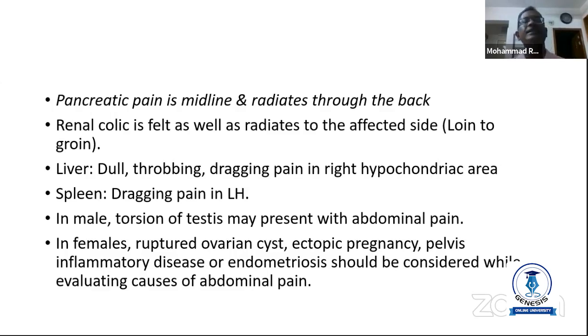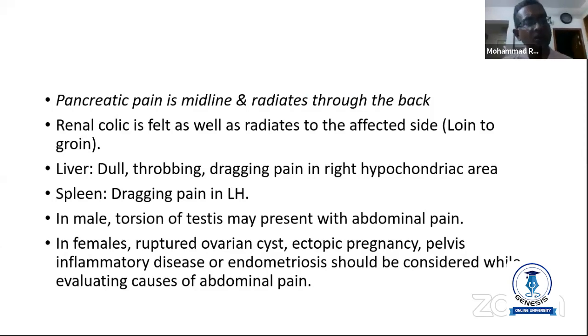In the case of renal colic, the pain is felt and radiates on the affected side. If it is right renal colic, you will feel the pain in the right renal area, and the patient will have pain radiating from loin to groin. In the case of liver, you will find a dull, throbbing or dragging pain in the right hypochondriac area. In splenic pain, you will find a dragging pain in the left hypochondriac area. But if there is an infarction, it is a severe acute throbbing pain in the spleen.